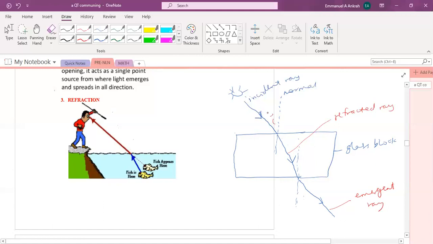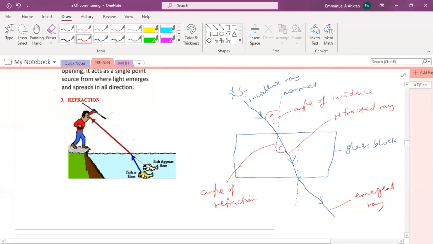So the angle here will be the angle of incidence. Let's call it I. And then the angle here, R, will be the angle of refraction. So I is the incident angle, the angle of incidence, and this R here is the angle of refraction.